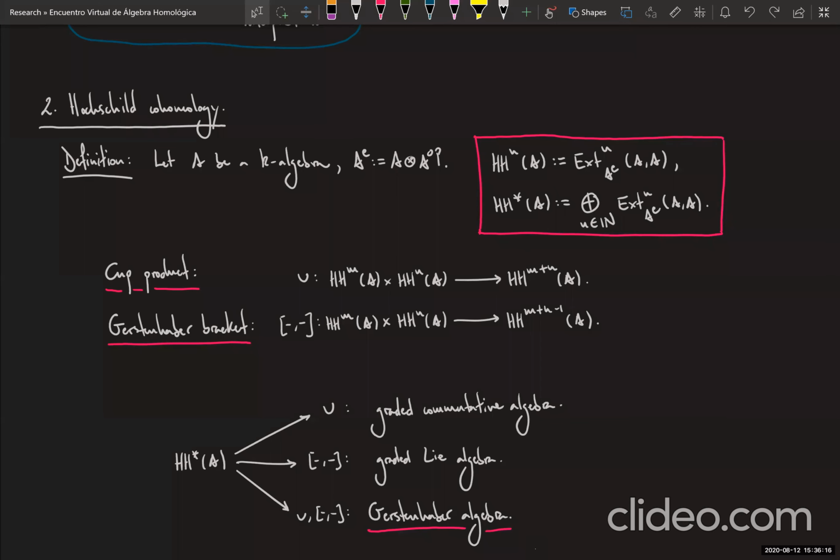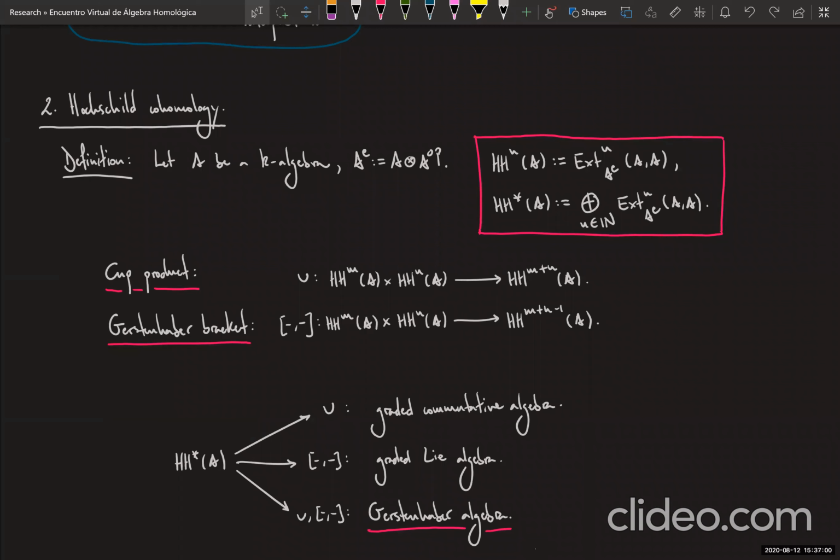This definition comes with a couple of operations. We have the cup product, which is completely analogous to the cup product in topology and simplicial homology, for example. It also comes with a Gerstenhaber bracket. The cup product takes an element of degree m and an element of degree n, and gives an element of degree m plus n, while the Gerstenhaber bracket takes an element of degree m and an element of degree n, and gives an element of degree m plus n minus 1.